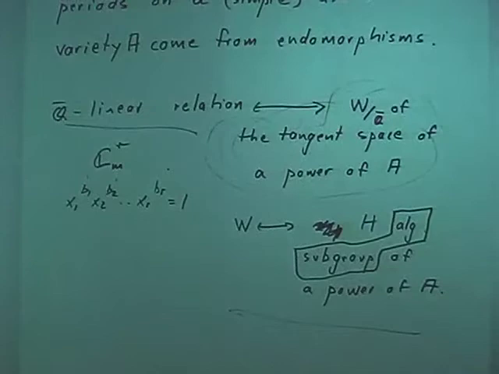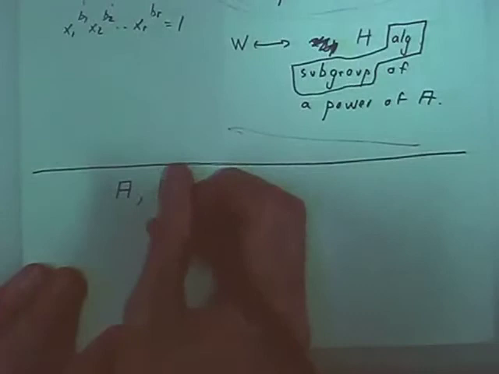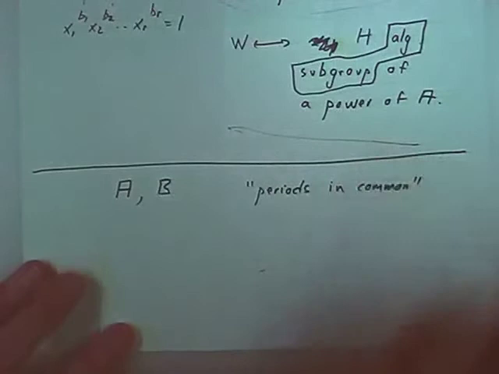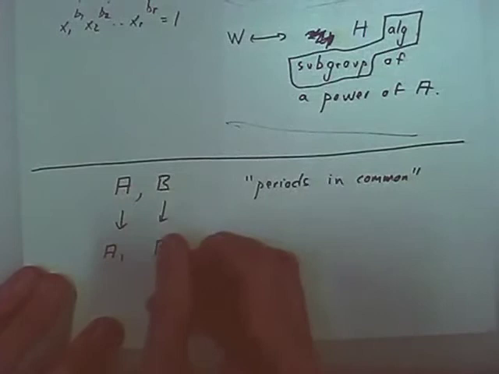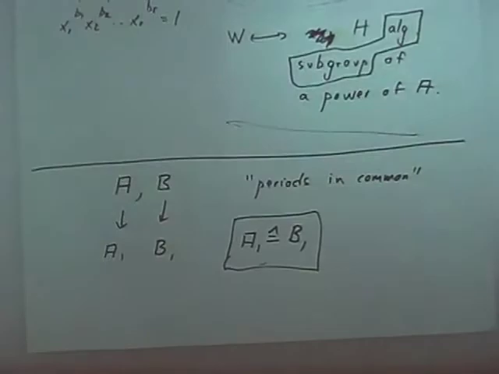So in a similar spirit, if you take two different abelian varieties that have periods in common, then these abelian varieties have to share, up to isogeny, a simple factor. So there are simple factors A1 of A and B1 of B such that A1 is isogenous to B1. So the only way that you're going to get a relation between the periods on different abelian varieties is if they have some factors which are isogenous somewhere. So it's the same argument.